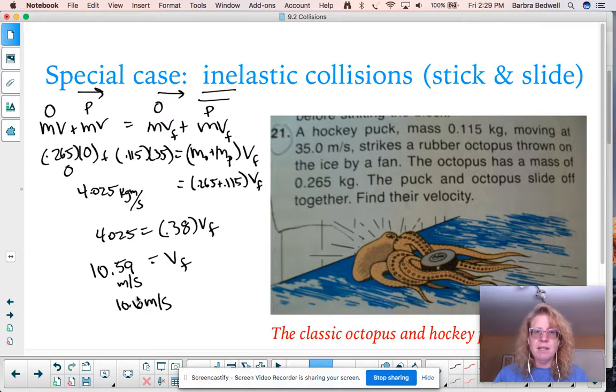And then does it make sense that our velocity is a little bit slower? Well, yeah, because that hockey puck isn't very big. It's going pretty quick, but it's not very big. And so it hits that octopus, and the two of them together are quite a bit heavier. So they're going to be going kind of slow when they collide together. So it makes sense to me to see how those two work together.